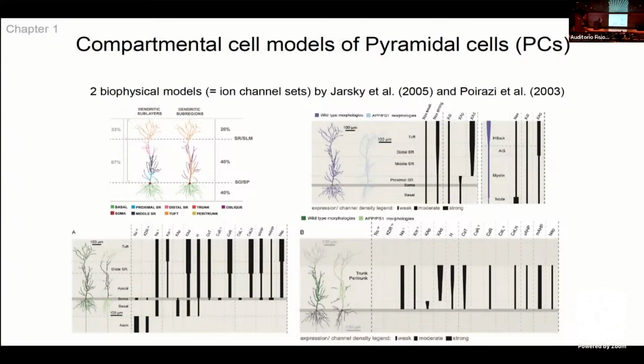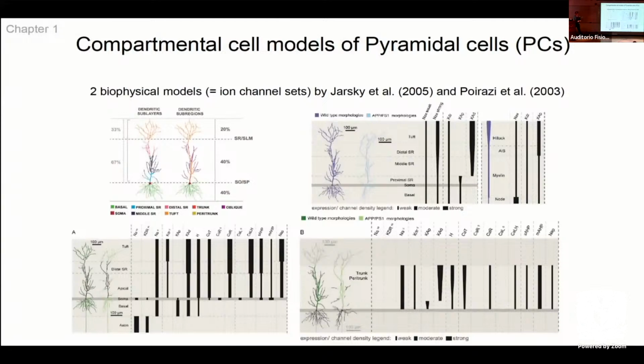So in this more extended model, it's unfortunately a bit blurry. It's here in the bottom. It's a Poirazi model. It has calcium channels, T-type, L-type, R-type. They are differently distributed, as you say, if you take the main apical dendrite or the ones more to the side.